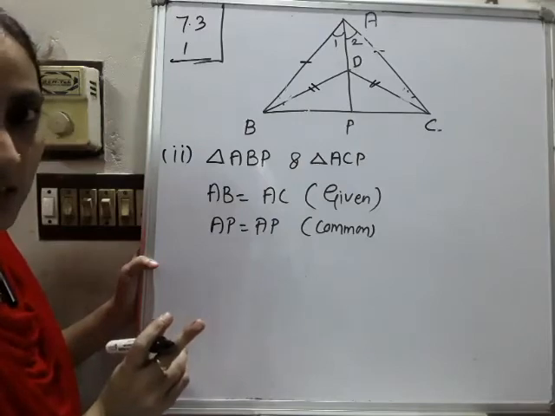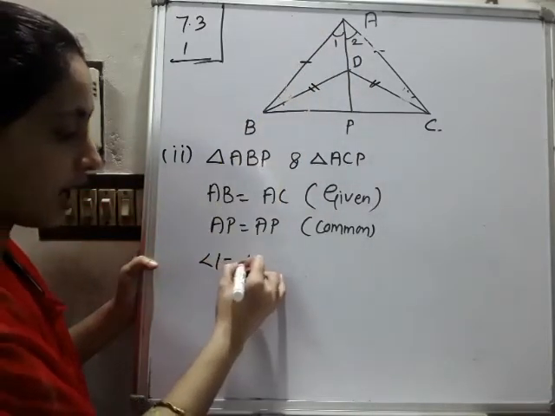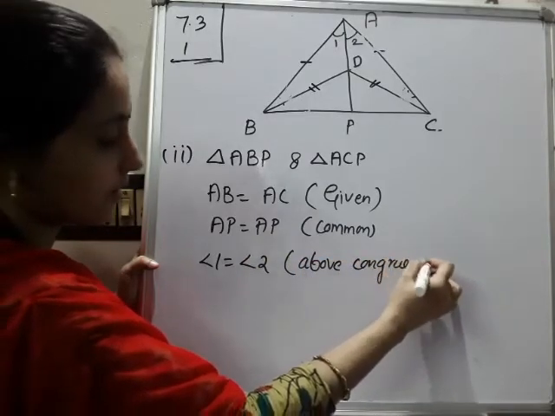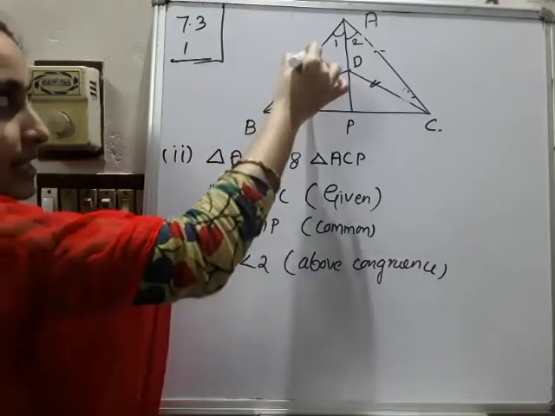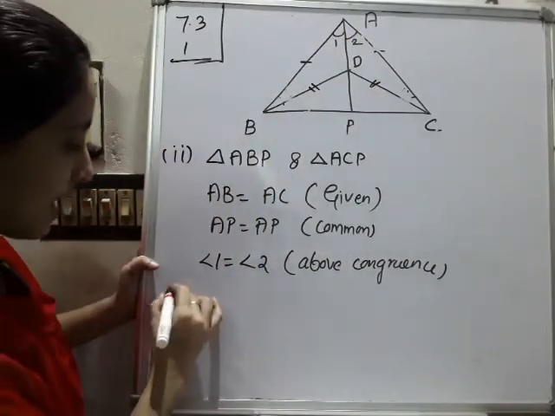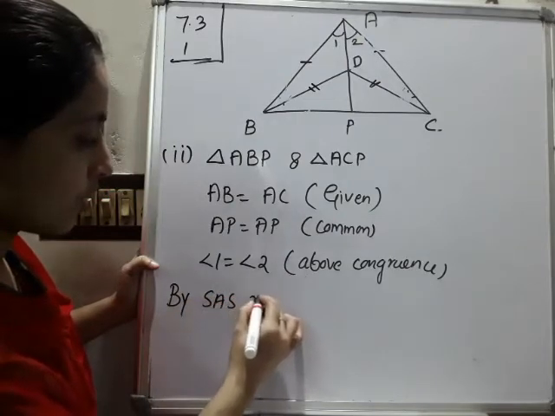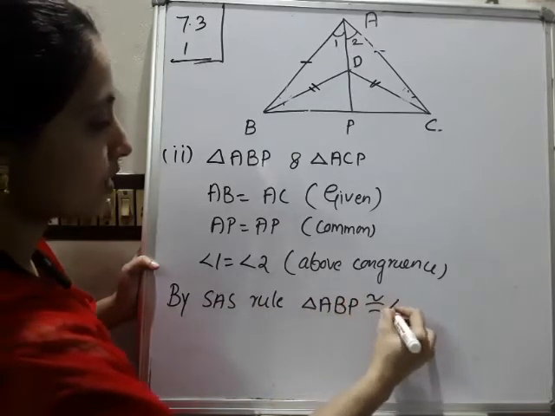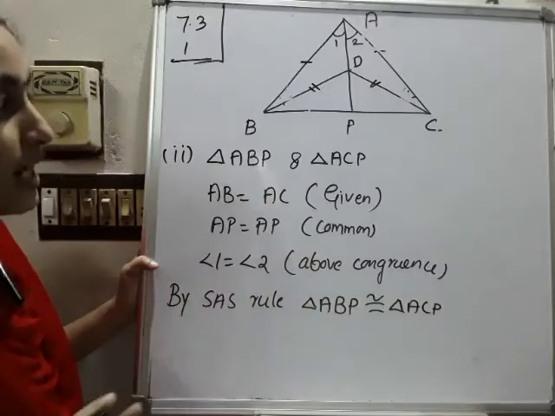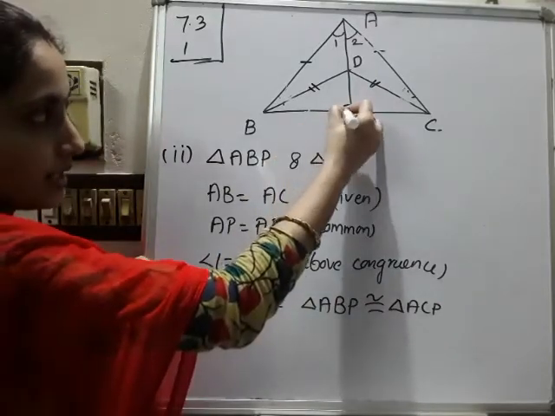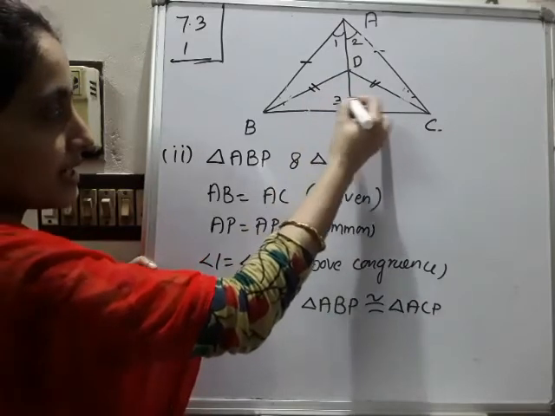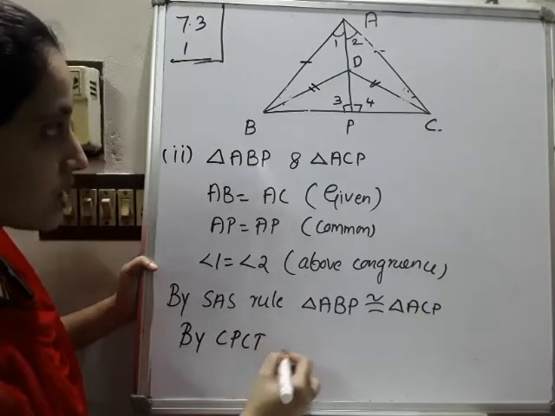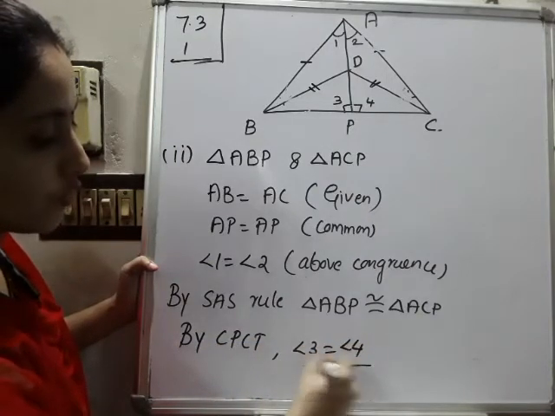So is there any other condition given? Yes, angle 1 is equal to angle 2. How? From the above congruence, in the first part, we already proved that angle 1 is equal to angle 2. So by SAS rule, we can write triangle ABP congruent to triangle ACP. These two triangles are congruent, so we can write that this and this are equal. I mark this as 3 and this as 4. So by CPCT, we can write angle 3 is equal to angle 4.